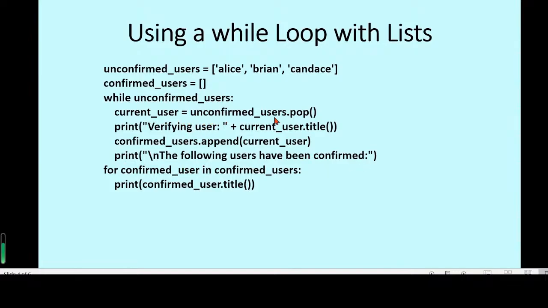So we use the pop function to take the last item of this list out, then store it in current user. Then we print a verifying message. Then in the confirmed users list, we append this current user. So this process will run until there are no items left in unconfirmed users. Then next, we can write a for loop to print out each confirmed user from the confirmed users list.